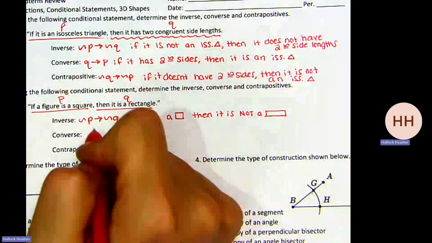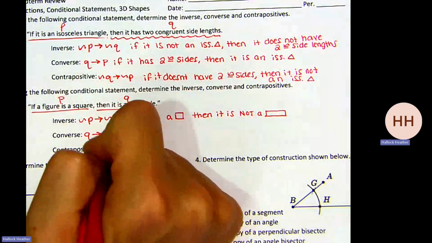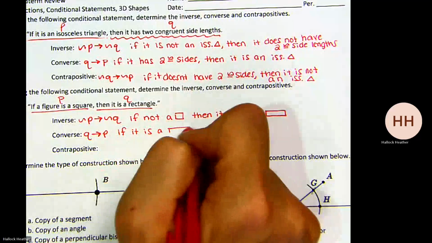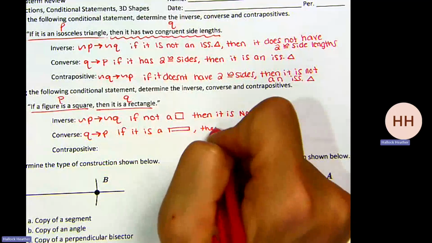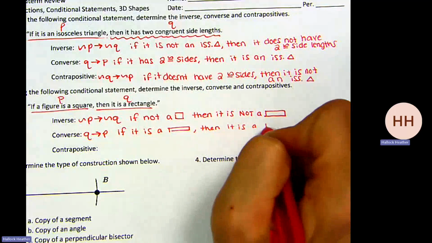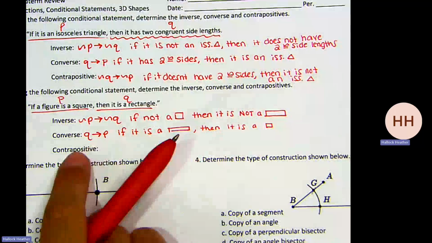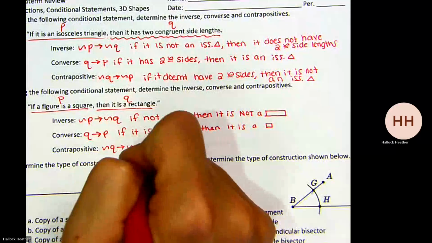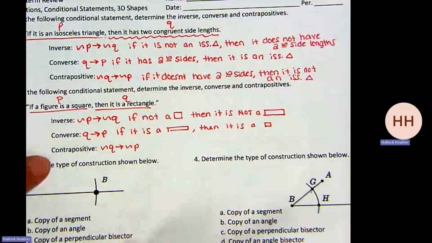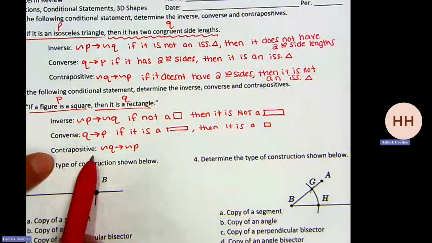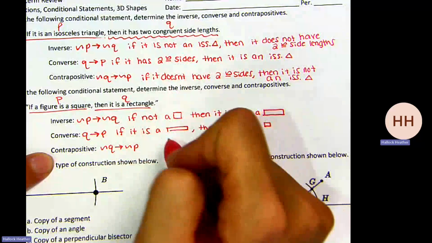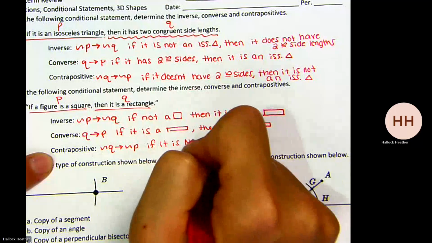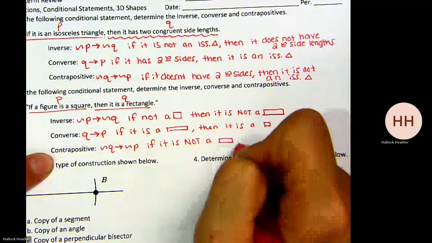The converse is flipping the sentence, Q to P. If it is a rectangle, then it is a square. The contrapositive is flipping the sentence and making them negative. So not Q, not P. Both of the C's, converse and contrapositive, have Q first. P is in the back. If it is not a rectangle, then it is not a square.